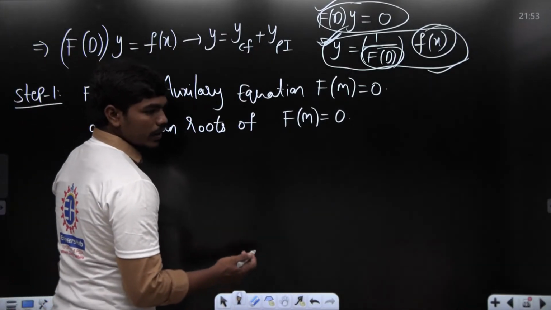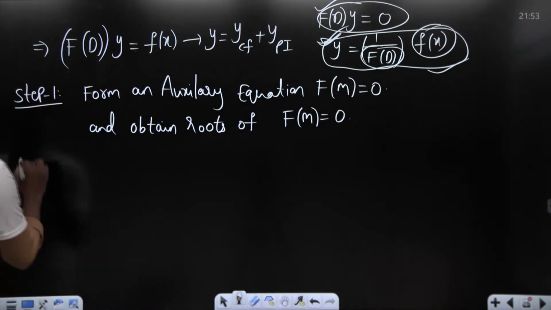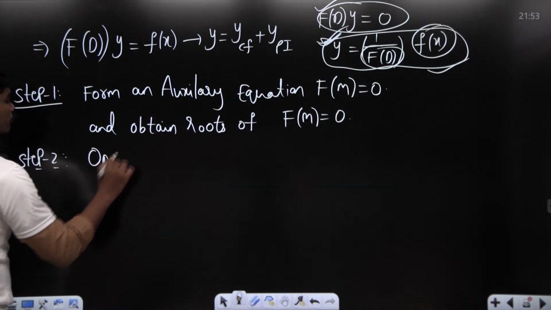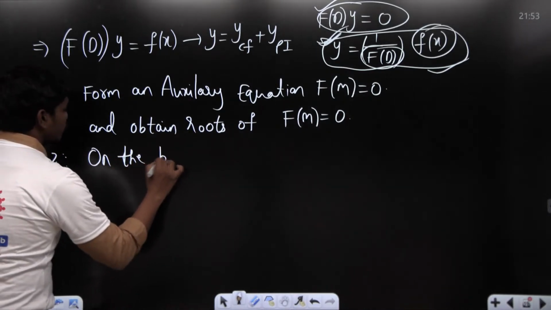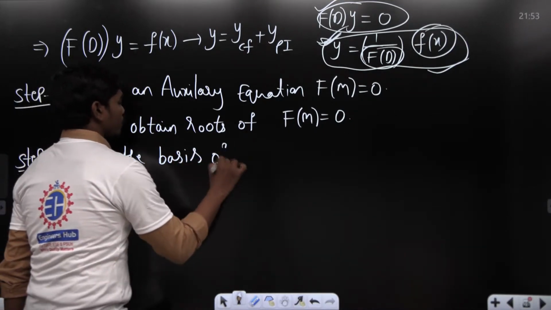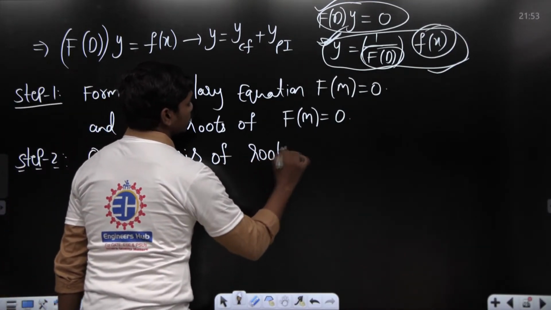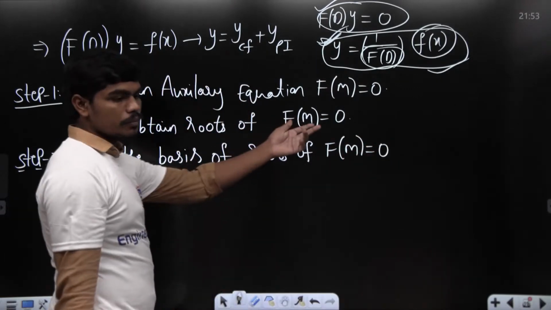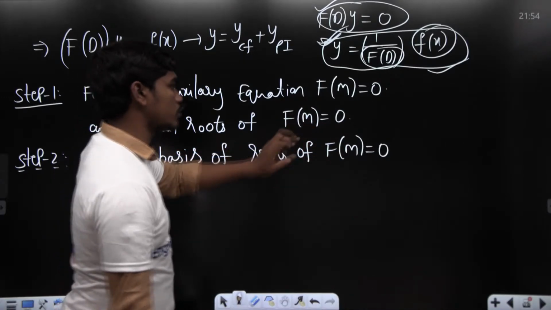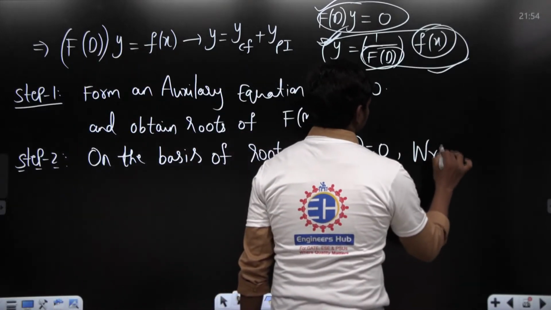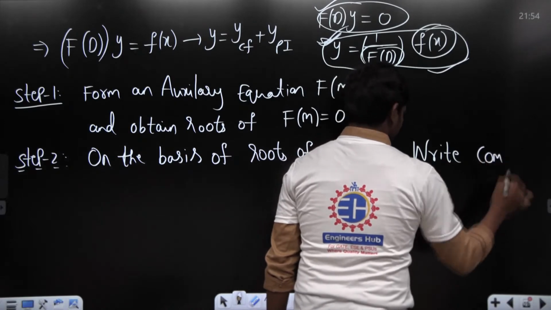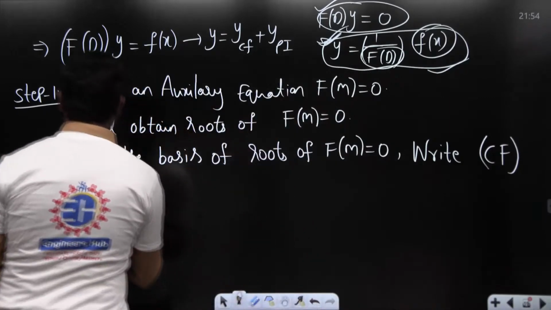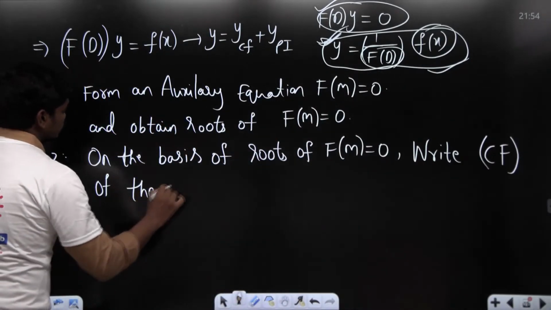So can we go ahead from here? So step 2. On the basis of roots of F of m is equal to 0. So once you solve this equation, you will be getting some roots. So by looking at the nature of those roots, we write the complementary function. Okay, let us shorten this: complementary function, CF of the given DE.